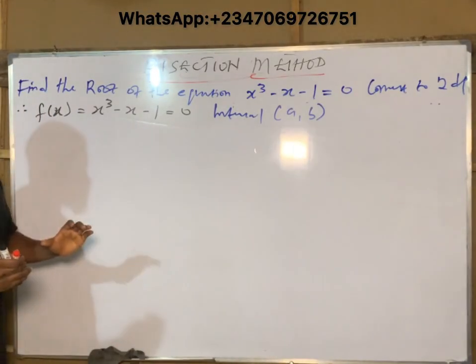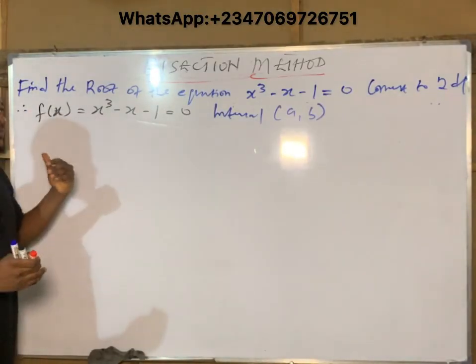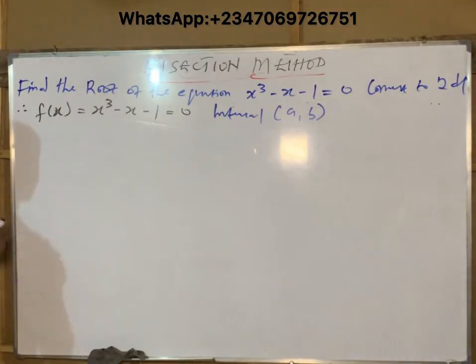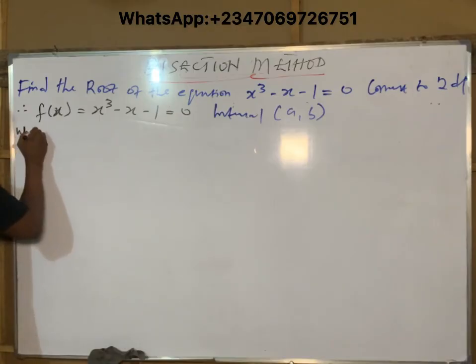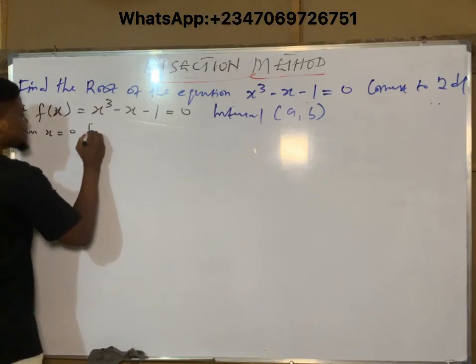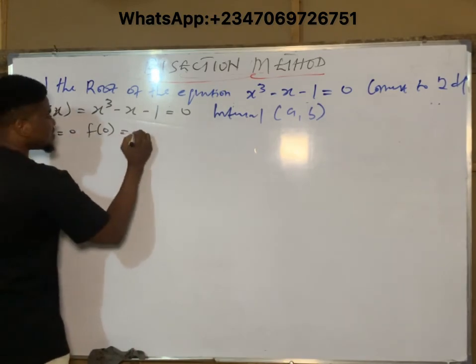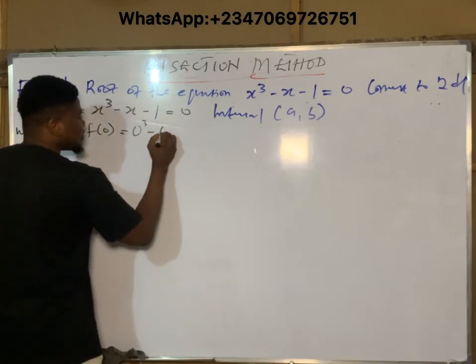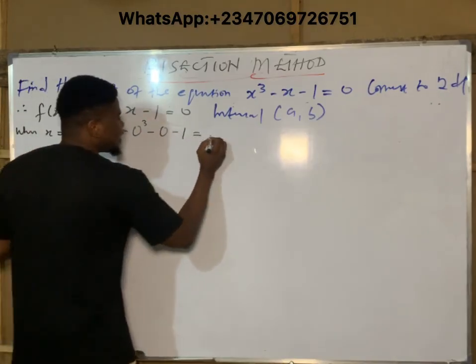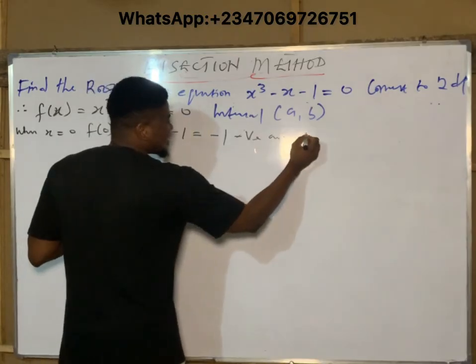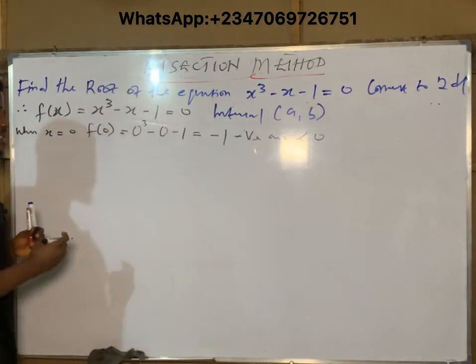Now this is what it means. We are going to be assuming values and plugging these values into this equation and observe the nature of the sign, if it is positive or it is negative. So we take our range from 0, 1, 2, 3, and so on. So we consider when x equals 0, we have that f of 0. This means anywhere you see x in this equation, plug in the value as 0. This is going to be 0 to the power of 3 minus 0 minus 1, and this is going to give us negative 1. Now this value is negative and it is less than 0.